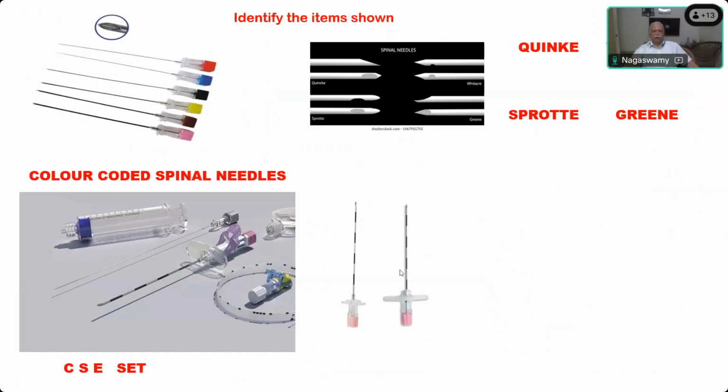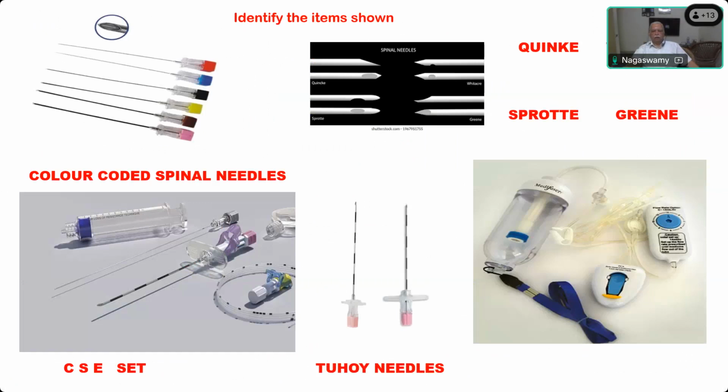Earlier Tuohy needles were metal needles without markings. Now this is a Tuohy needle with markings so that you can identify the distance. And what is this?